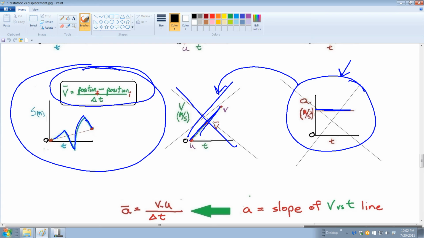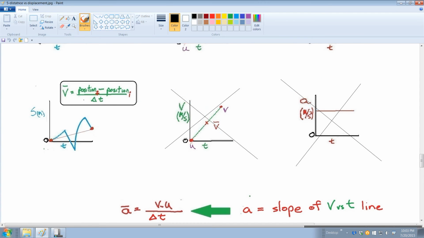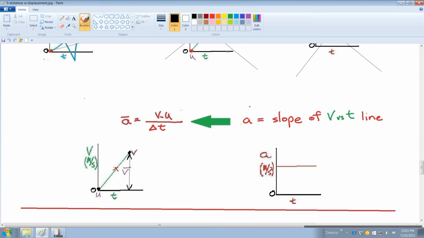your displacement curve might look kind of crazy all over the place, but you could still calculate the average velocity, again, by taking the final position and subtracting it from the initial and drawing a line like that, and that would give you the average velocity. The average acceleration is actually nothing but change in y over change in x, which is just the definition of a slope. So when you take the slope of a velocity versus time curve, that is the acceleration.